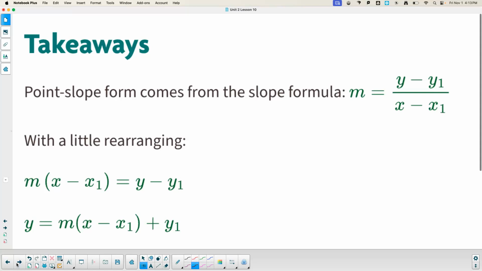That's 35 minutes. That's 2 mods worth. So your takeaways from this are that the point slope form comes from the slope formula. Okay? And we can get all that stuff. Give you a second to write this down.